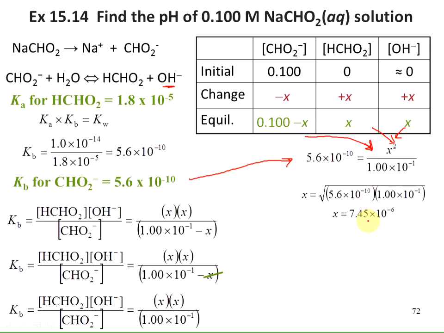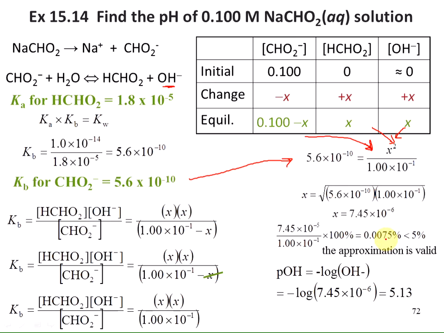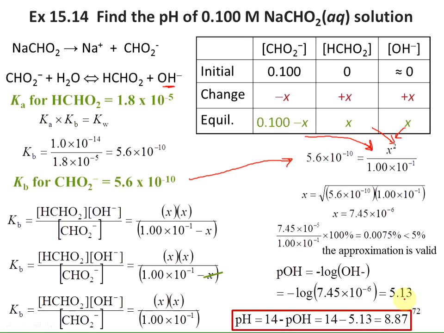Now I'm just going to double check to make sure that my approximation is valid. So I plug in my x value over my initial, multiply it by 100, and it's definitely much less than 5, so I'm good to go. Going back to the problem, since I'm okay doing the approximation, I'm taking the negative log of my hydroxide concentration to find my pOH, which is 5.13. Not quite done yet because they want the pH. So I take 14 minus the pOH, and I get a pH value of 8.87.